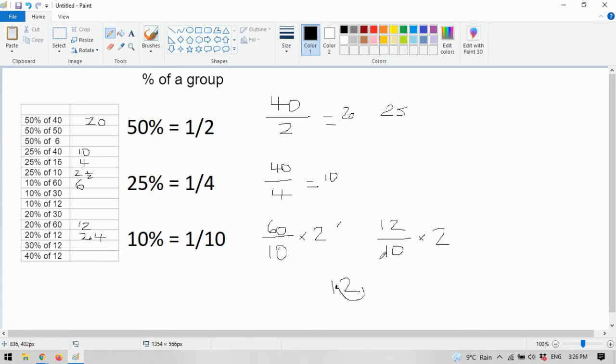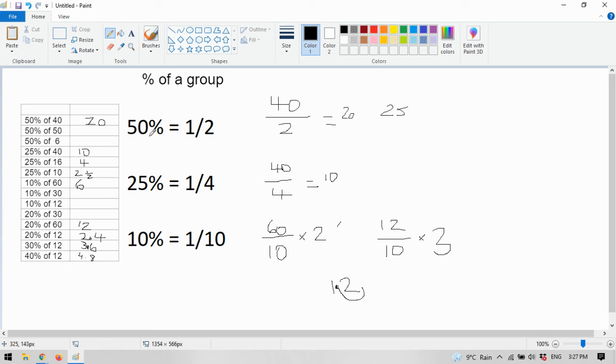30% of 12. 12 divided by 10 times 3. So 12 divided by 10 gave us 1.2. Times that by 3. It feels like 12 times tables. 3.6. And pause the video for a sec and see if you can do what 40% of 12 is. Cool. That's right. So you went 12 divided by 10 makes 1.2. And then you went 1.2 times 4 gave you 4.8.